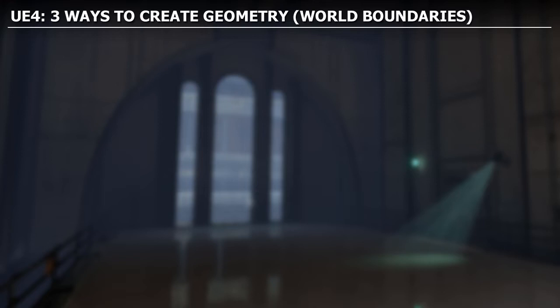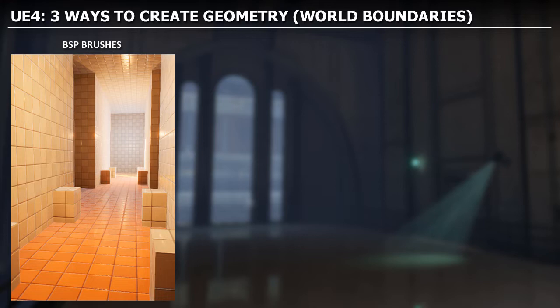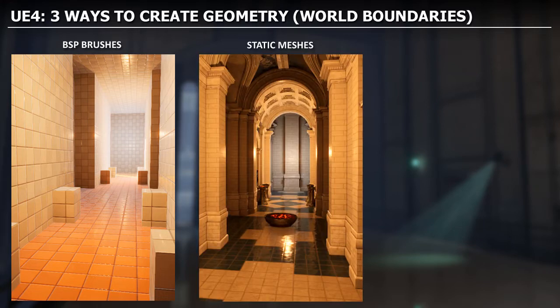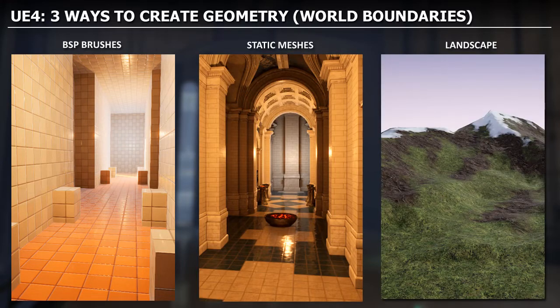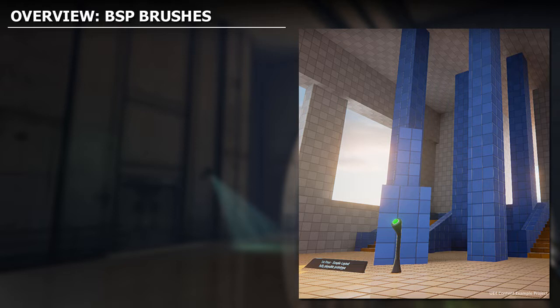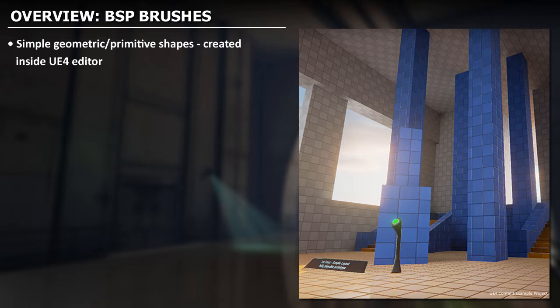And by geometry, I mean any physical boundaries of the world, such as architecture or props. The 3 ways are BSP brushes, static meshes, and landscape. So let's cover each of them one by one. The first is BSP brushes. These are simple geometric primitive shapes that can be created right inside UE4 editor.